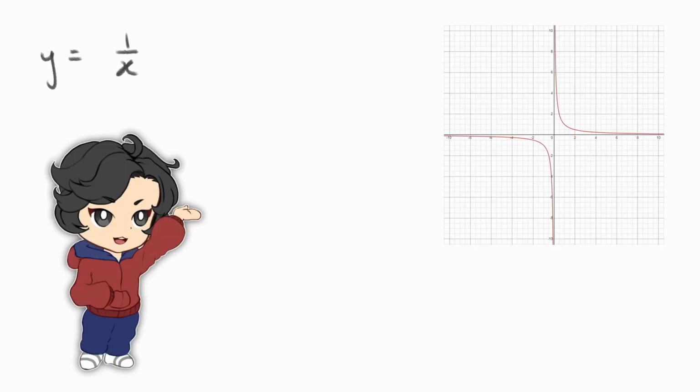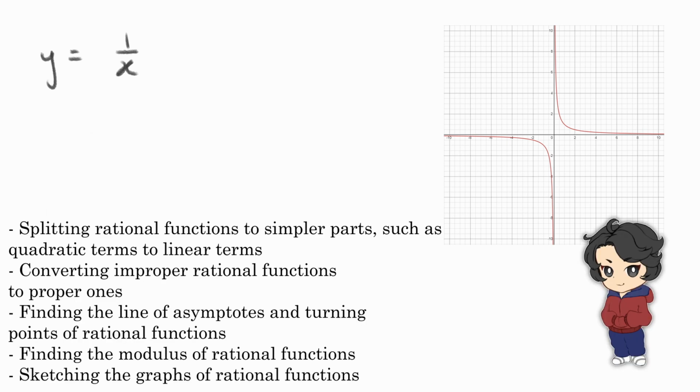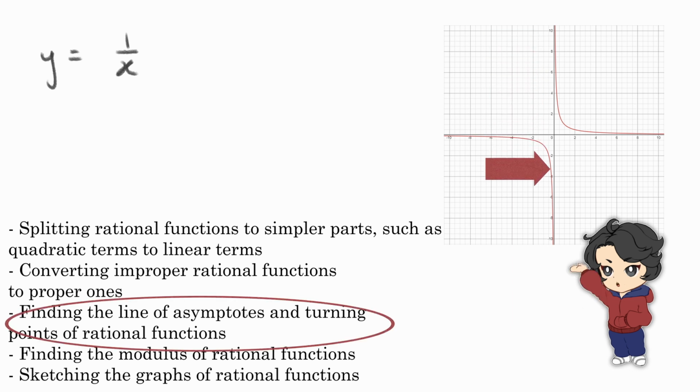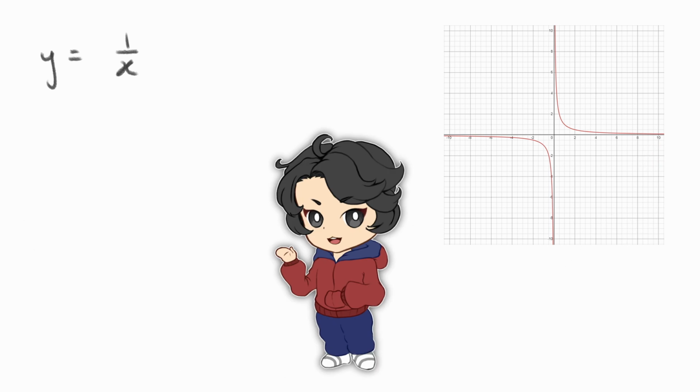This is what the graph looks like, but I'm sure you already knew that. We still need to break it down for the sake of our topic. If we follow the bullet list from the start of this video, we can see that this graph has no turning points and has two lines of asymptotes, x equals 0 and y equals 0. In sketches, we exaggerate this by drawing the graph like this.